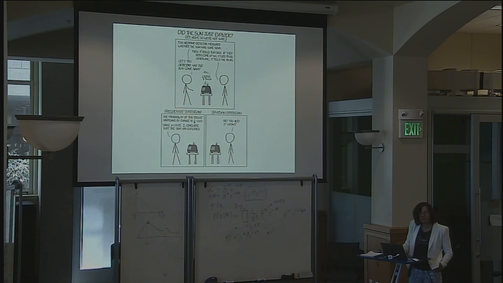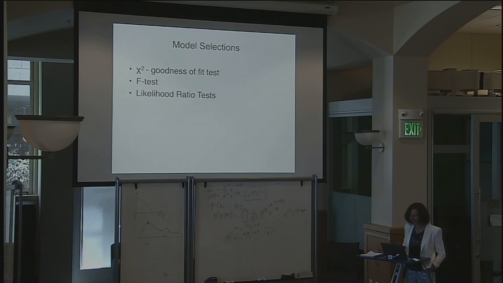By the way, what is the probability of the sun exploding tomorrow? You can calculate that in a Bayesian way. You can decide to find the model and calculate it, knowing anything you know about the sun. So, model selection, we're going back to our model selection.